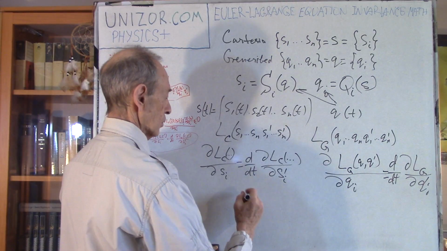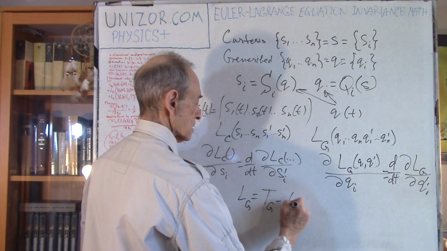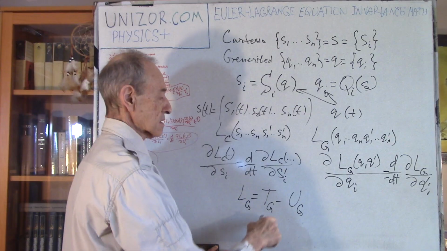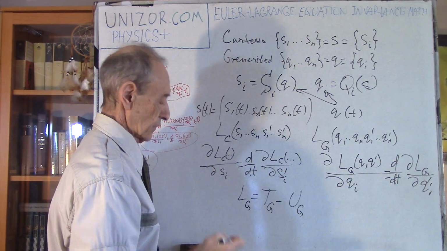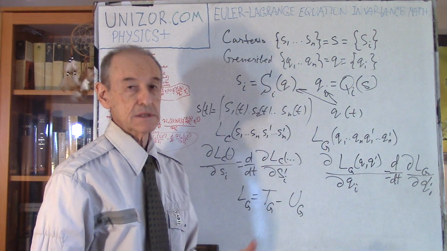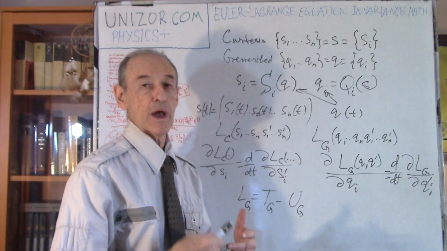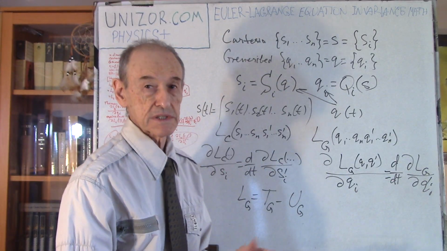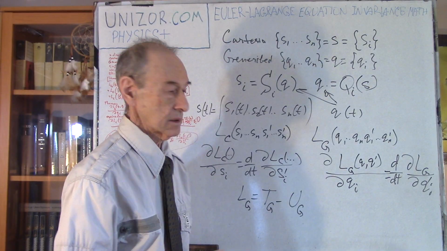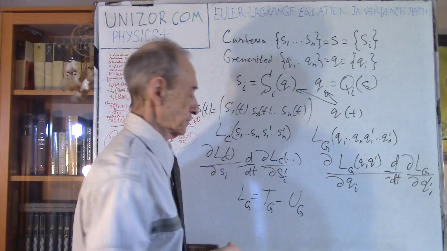So the Lagrangian would be Tg minus Ug, kinetic energy in these generalized coordinates minus potential energy. And again, kinetic energy is basically 1/2 of the mass times the square of linear speed. I mean, everything is supposed to be exactly like it's supposed to be. And then the equation would be the same.